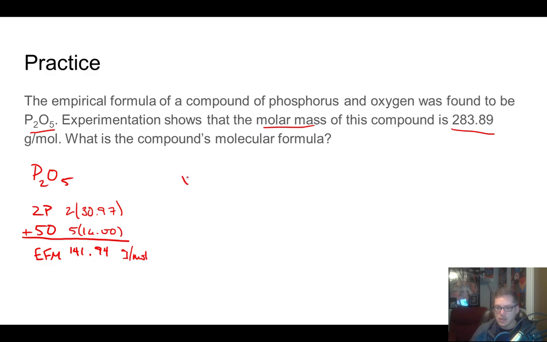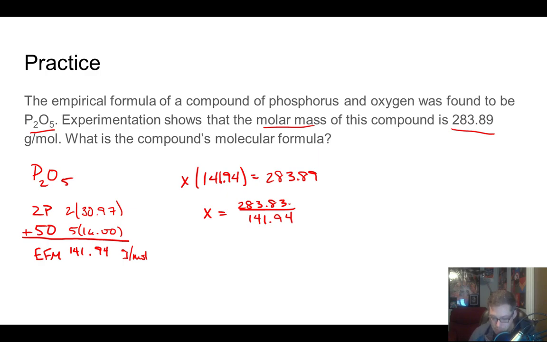Because we know some number x times our 141.94 should be equal to 283.89. So to solve for x, we'll just divide that over. So x is equal to 283.89 divided by 141.94. So we'll take our 283.89, no. Why are you guys letting me screw this up? 283.89, there we go. Divided by 141.94, and we get 2.0000, whatever. All right, so that means our x value is 2.